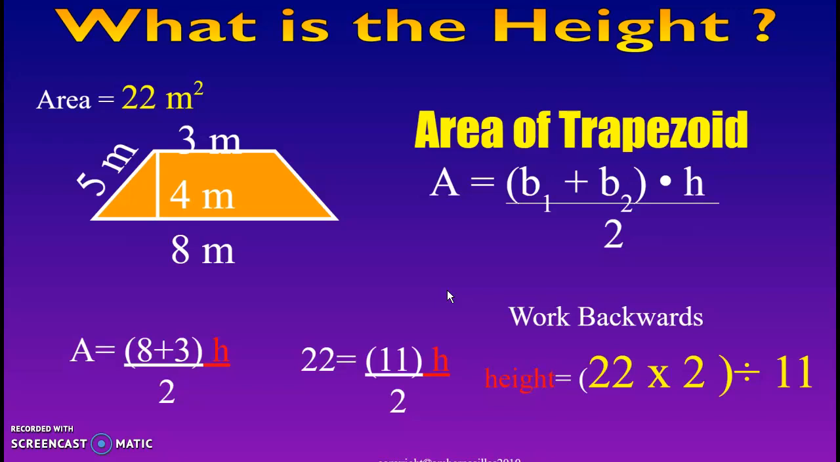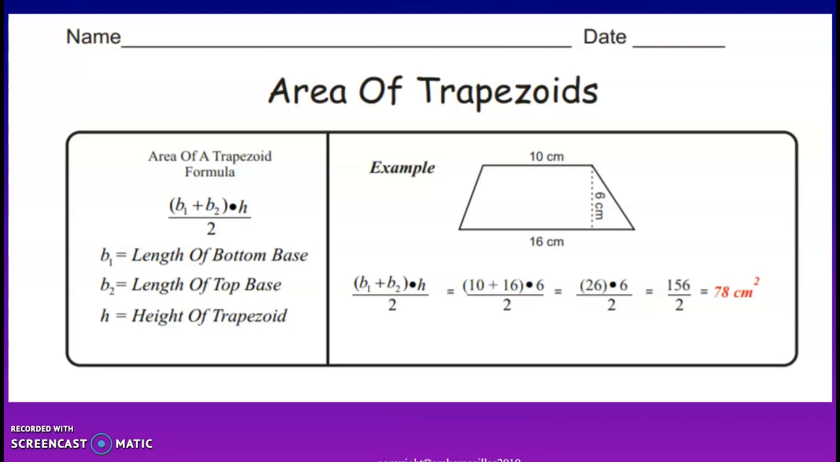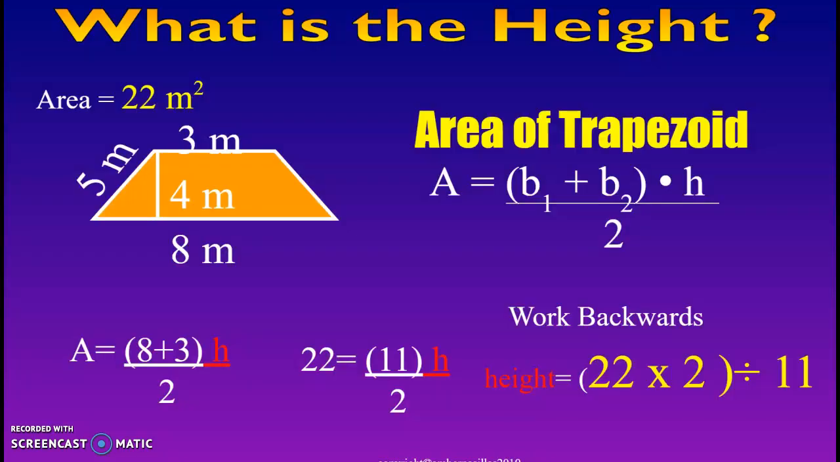Alrighty, so what is the answer to this particular question? Again, 22 times 2 is going to give us 44, and 44 divided by 11 will give us 4. So the height of this particular trapezoid is 4.